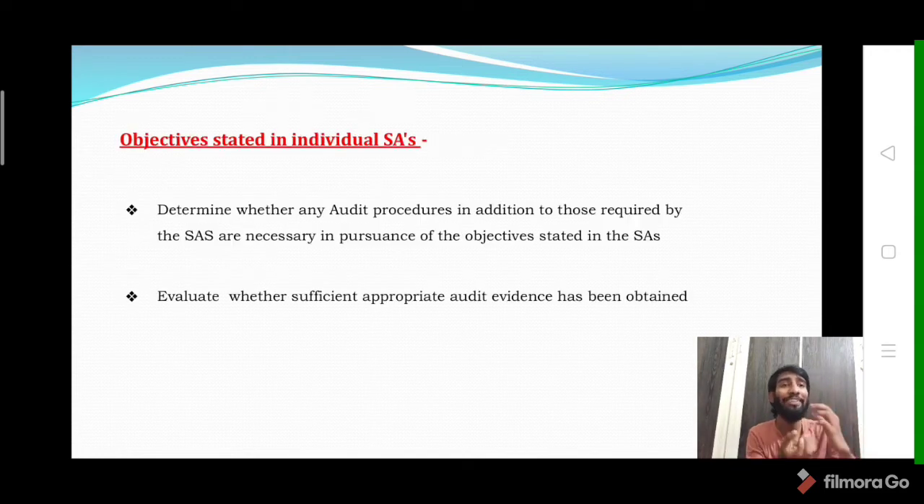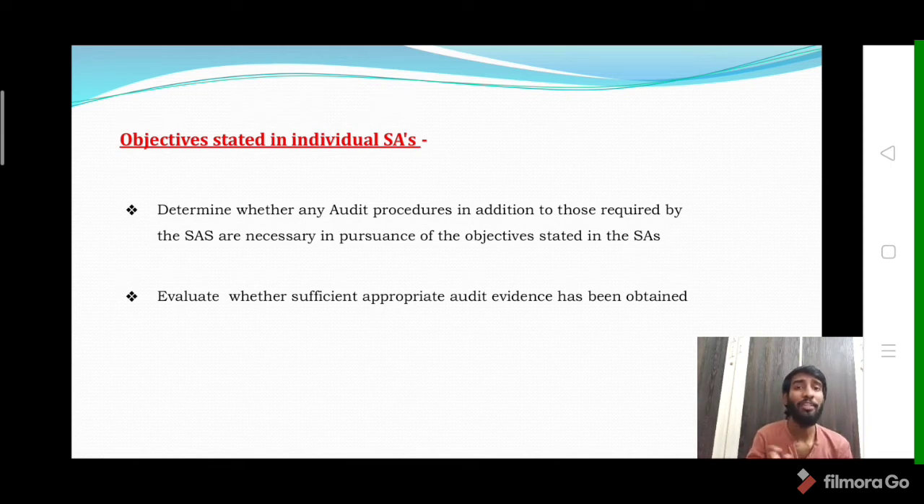Generally, to achieve the overall objectives of the auditor, right? What do you mean by overall objectives? As we discussed in the previous video, overall, to obtain reasonable assurance, to express opinion, and to report everything. These all are overall objectives. Okay, to achieve the overall objectives, the auditor shall use the objectives stated in relevant SAs in planning as well as in performing the audit.